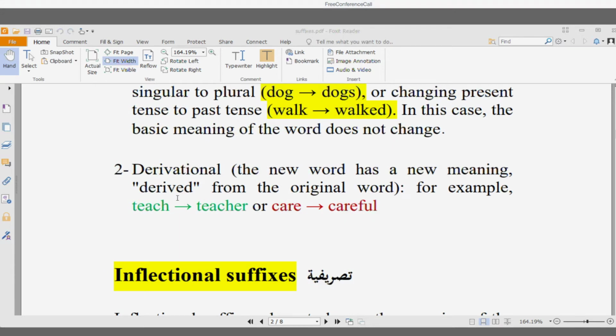As for the second type of suffixes, which is the derivational suffixes, the new word has a new meaning derived from the original word. For example, teach, teacher, care, careful. So the second type of the suffixes is the type in which the meaning of the word and the class is changed. بهذا النوع من الإضافات يسموها الديريفيشنال أو الاشتقاقية.